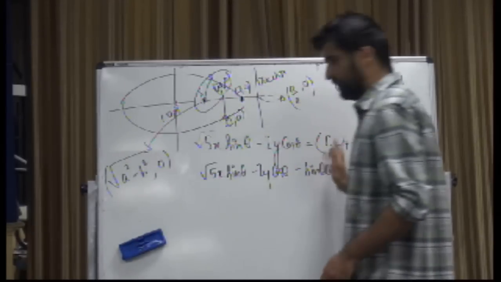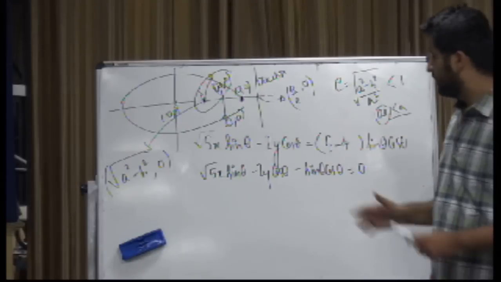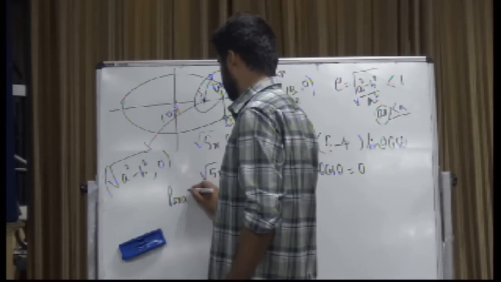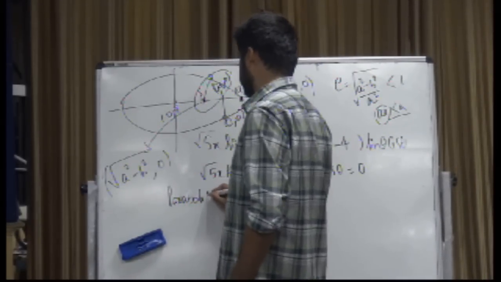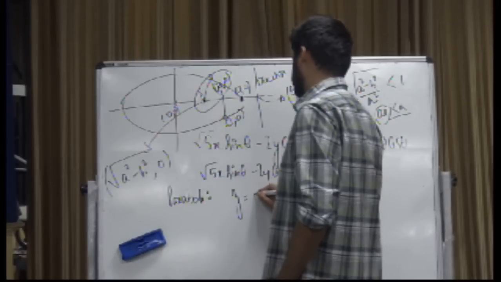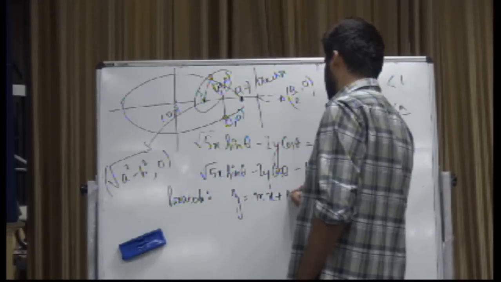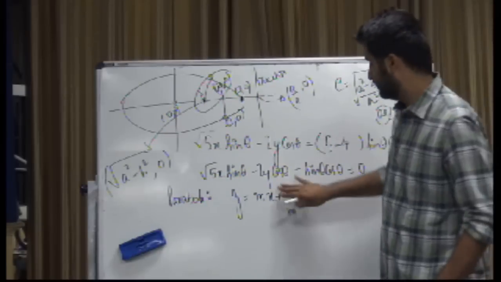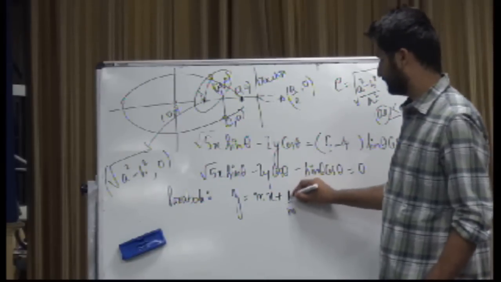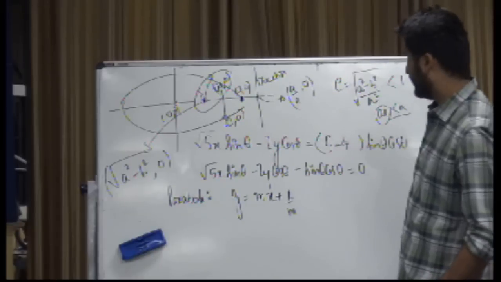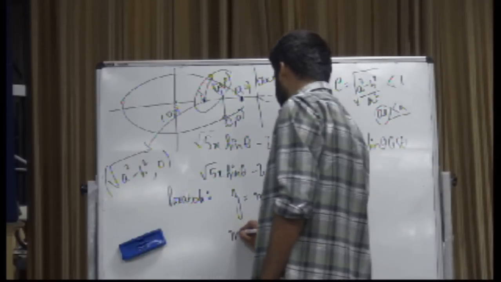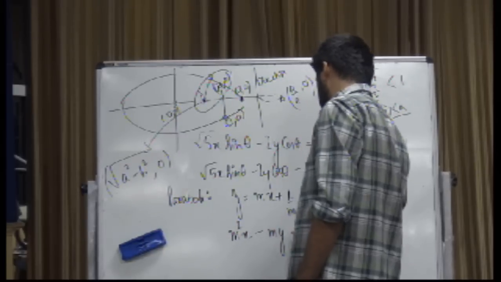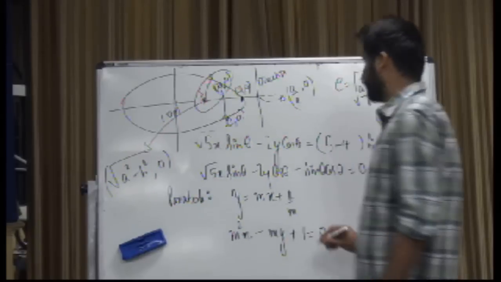Now see, this question is okay, right? What is the equation of the tangent of parabola? Y is equal to mx plus a by m. What is the value of a here? 1. So finally you get m square x minus my plus 1 is equal to 0.